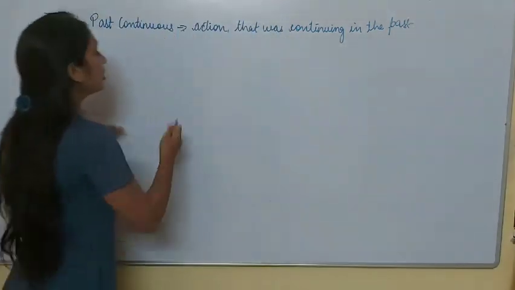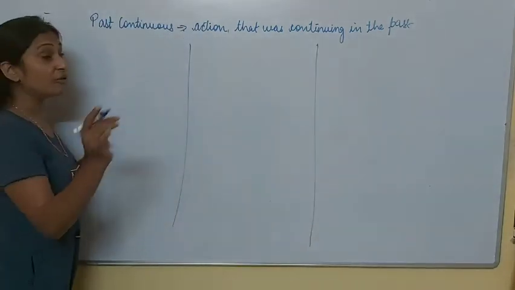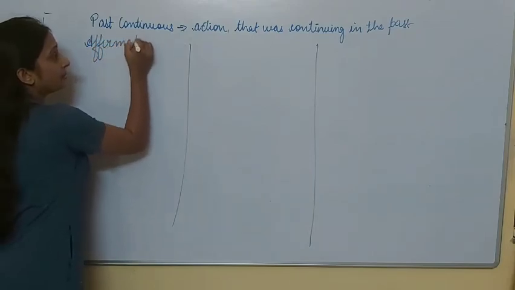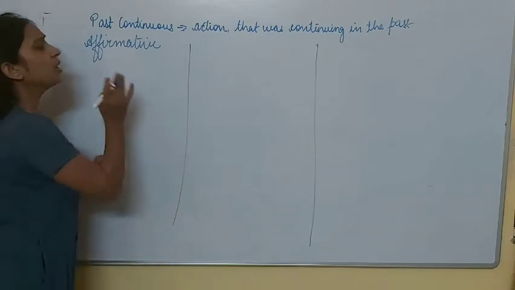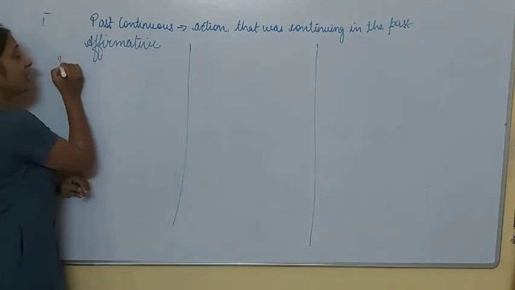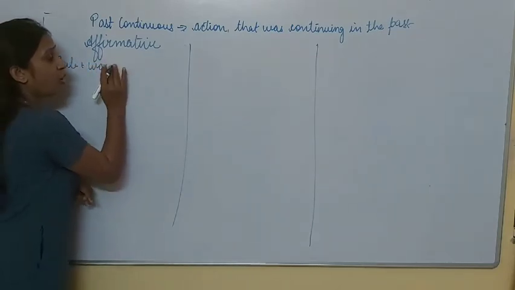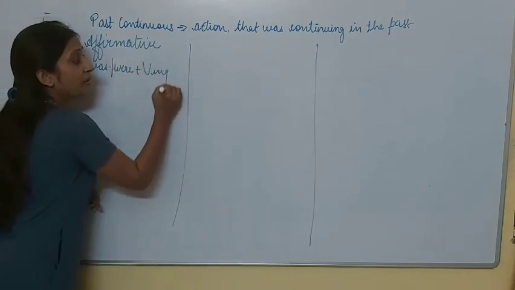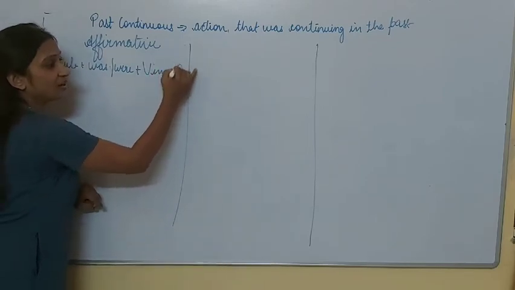Let's move forward with the sentence structure. Alright, so affirmative sentences first of all. Affirmative sentences are positive sentences also. So here, what is the sentence structure of past continuous, children? It will be subject plus was or were plus verb's ing form or present participle form plus object.